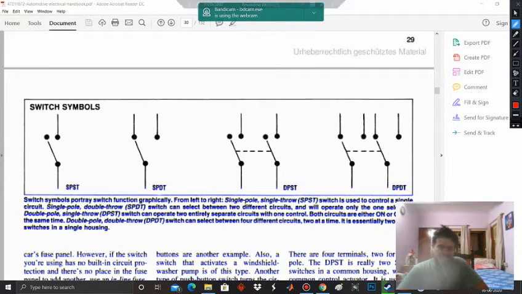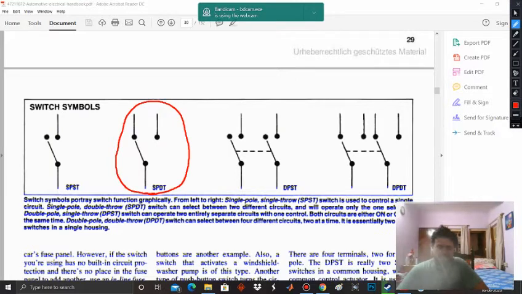So this is an SPDT switch, that is a single pole double throw switch. You see there are 2 points over here. One may be the battery and one the load. So let us study this particular switch with an example.